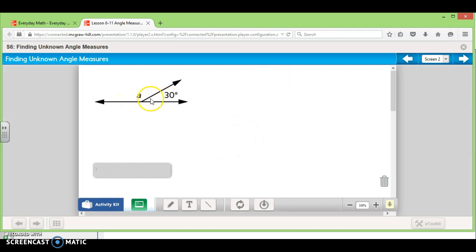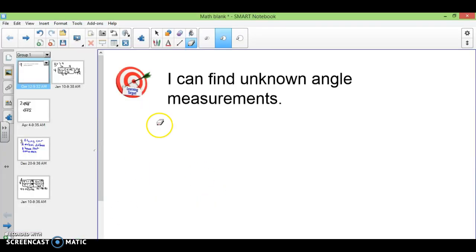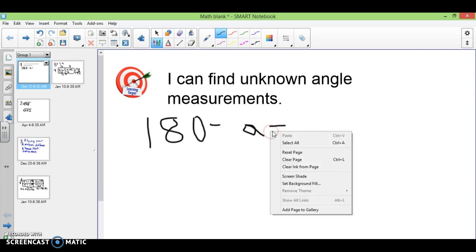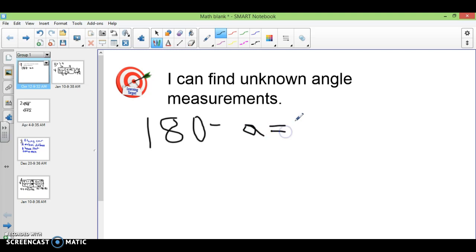So right here, if we know that these add up to 180, we can find what angle A is. And we can write that as an equation. So I'm going to model that over here. So I could write this as 180 minus A equals 30.